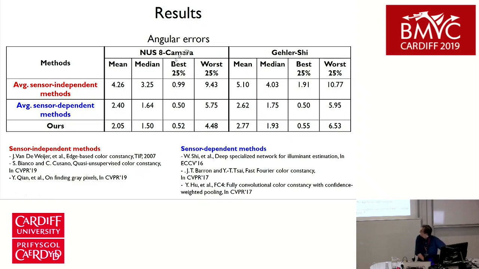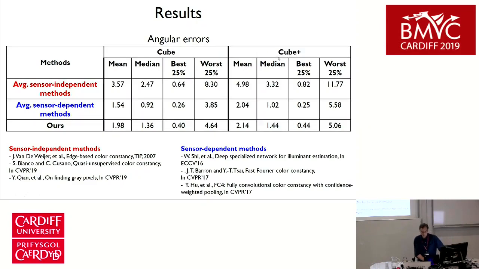So on the NUS8 data set, we actually do really well. But on some of the other data sets, we're not the best. We can't beat the sensor-dependent methods, which means they were trained just for that sensor, but we're very close. This is on the NUS8, this is on Gehler-Shi, and this is on the Cube data set. The Cube data set has two versions: they have the Cube, and then he added some more images in the Cube Plus.